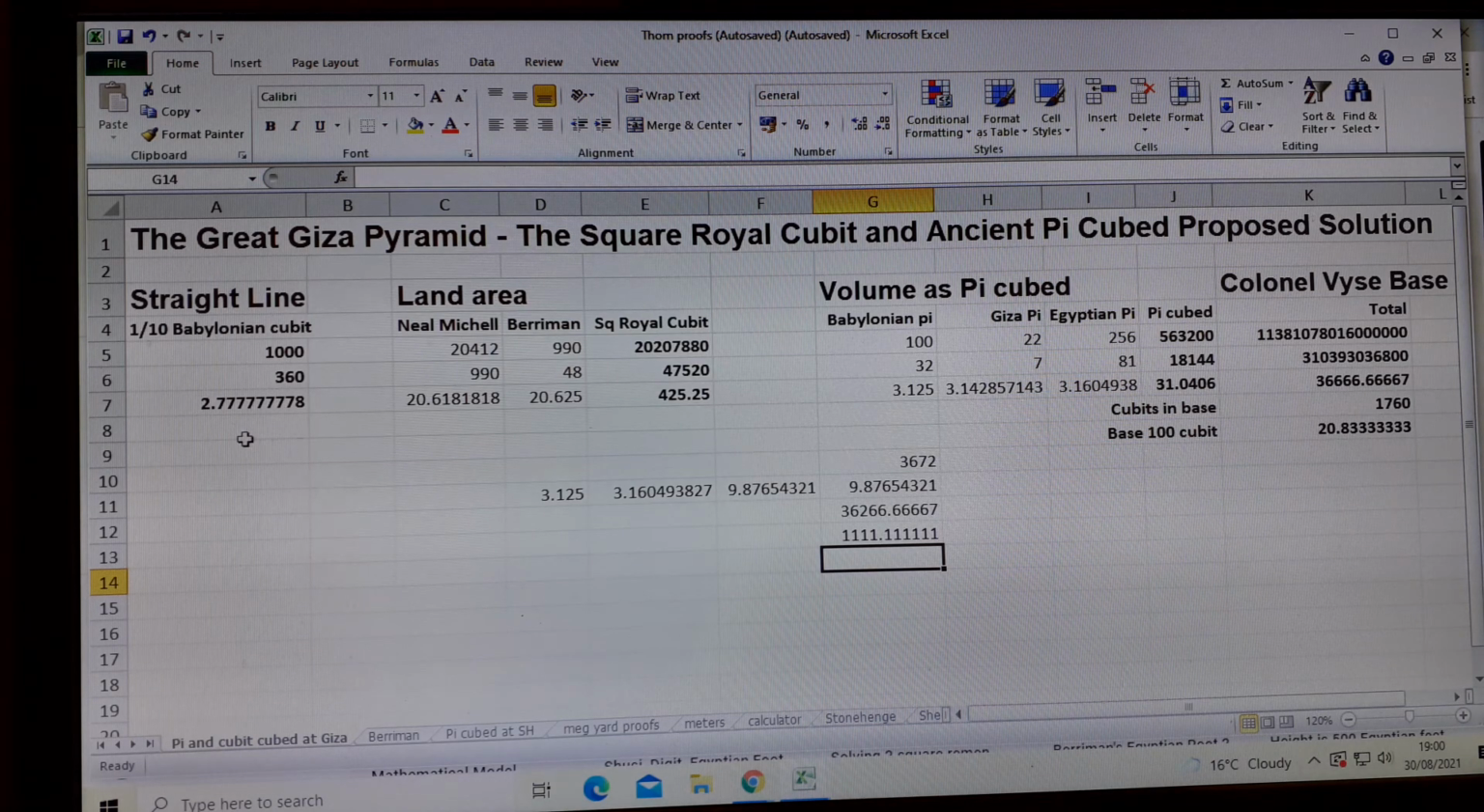Now again, this calculation is too complicated for me to have made it up. But it just goes to show that what Berriman was telling us, that there's 3 different units included in straight line measure, in the way that the Egyptians were going about their mathematics, is absolutely true.